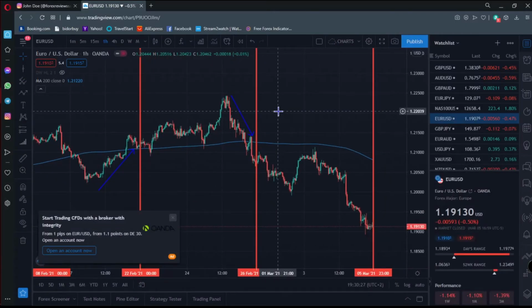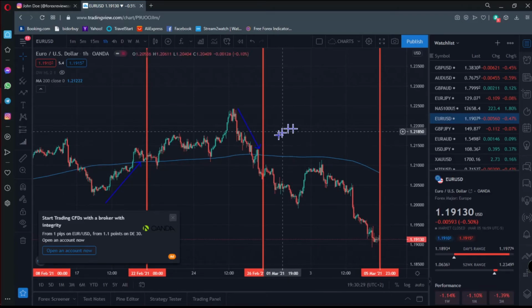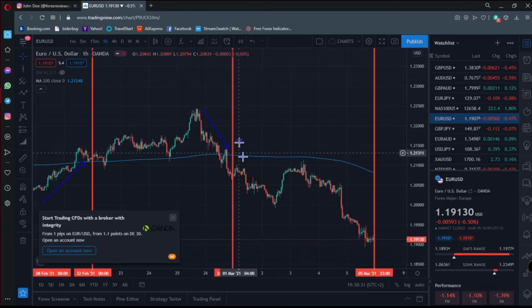Like right over here, where we utilized the trend going downwards and then set our robot for this week to only trade sells, which helped us greatly.